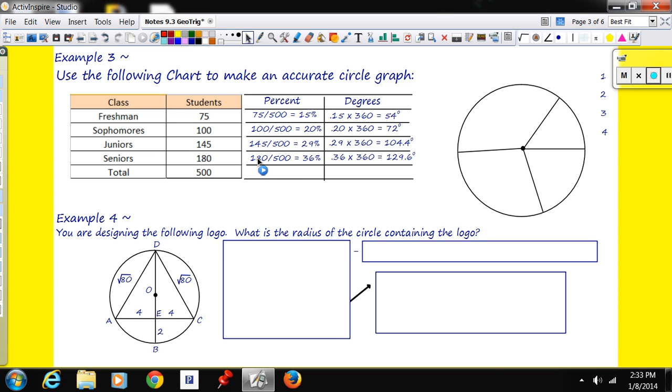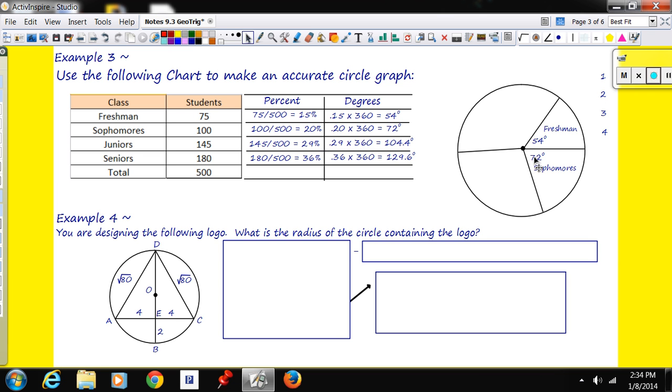And then there are 180 seniors out of 500, which would be 36%. And we have 129.6 degrees. So then you would draw in your angles and you would measure them. Like this angle right here would be a 54-degree angle and it's freshman. Now I wouldn't put 54 degrees on my circle graph. What I would put is 15%, or I would just put the word freshman.